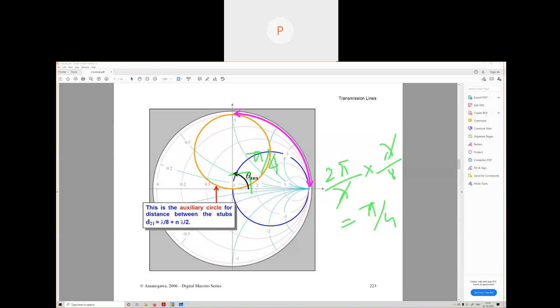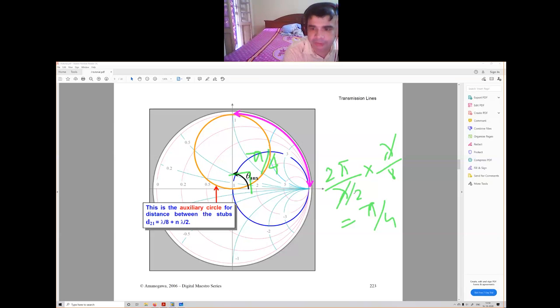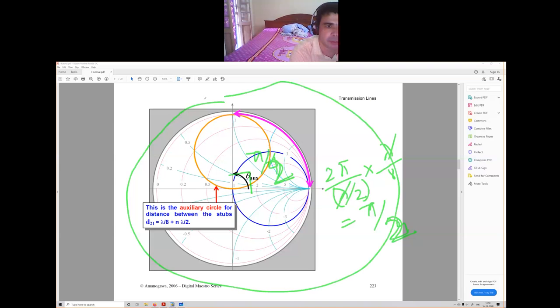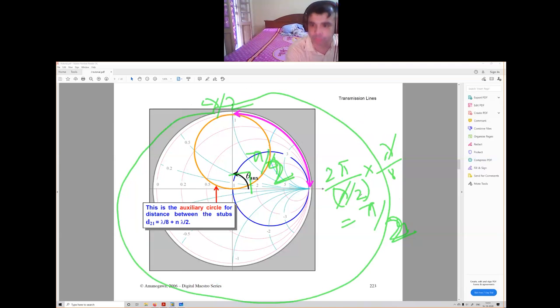Sorry. Lambda by 2, right? This is lambda by 2 times, that will be pi by 2. Because lambda by 2 rotation, we go one full rotation. This is lambda by 2, not lambda. So this will be lambda by 2, that is pi by 2. So if it is lambda by 8, the two circles will be tilted at an angle of 90 degrees or pi by 2. Is it okay?